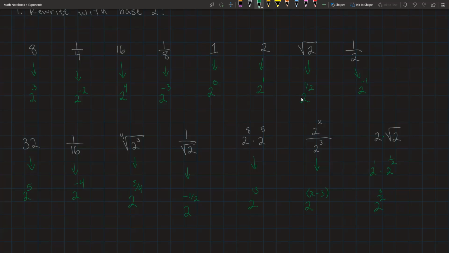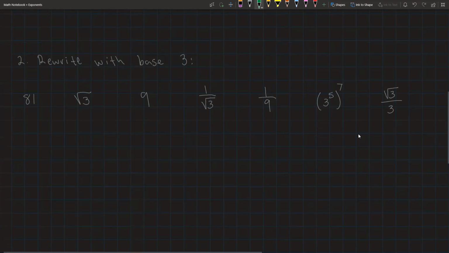Let's see, just so we can get some more practice with a different base. If you got this idea and you want to apply it in the next video, you're more than welcome to do that right now. If you would like more practice, here are some more expressions with base 3. See if you can apply this with base 3.